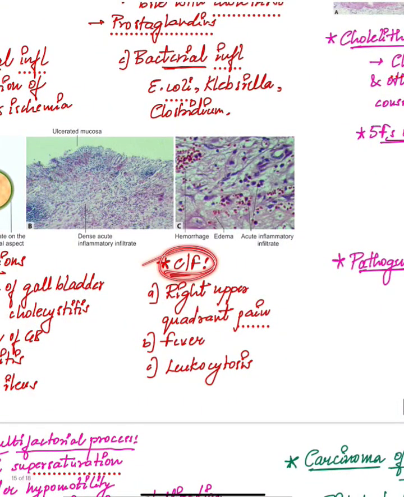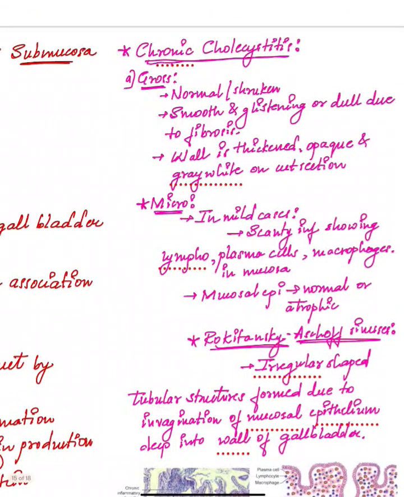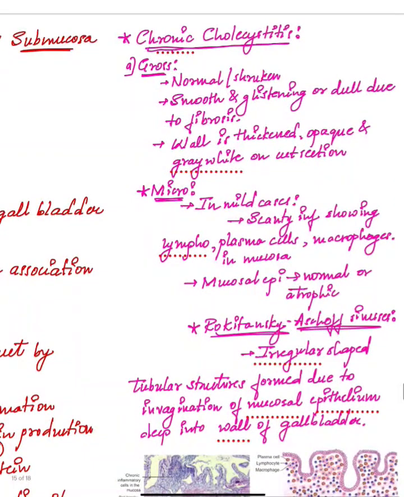Clinical features may be right upper quadrant pain, fever, leukocytosis. Now, as we have completed our acute cholecystitis, coming to chronic cholecystitis, the first is gross. In gross, we can see there is a normal or shrunken, smooth and glistening or dull gallbladder due to fibrosis. Wall is thickened, opaque, and gray-white on cut section.